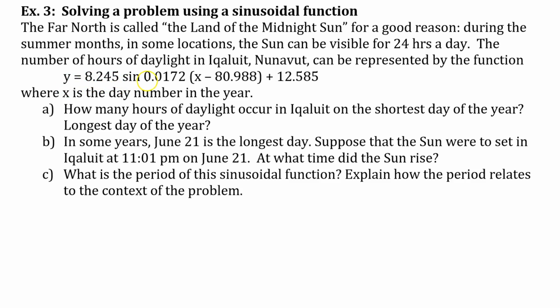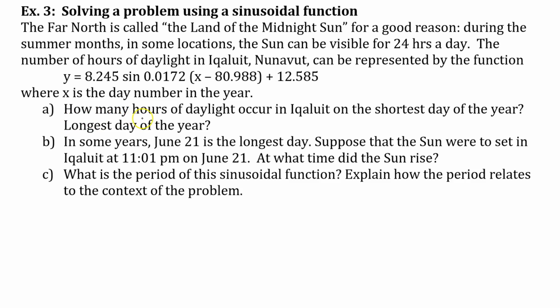y equals 8.245 sine 0.0172 open bracket x minus 80.988, close bracket, plus 12.585, where x is the day number in the year. Remember, y is the number of hours of sunlight. It's sometimes hard to remember that when you have a huge equation in front of you and lots of words.